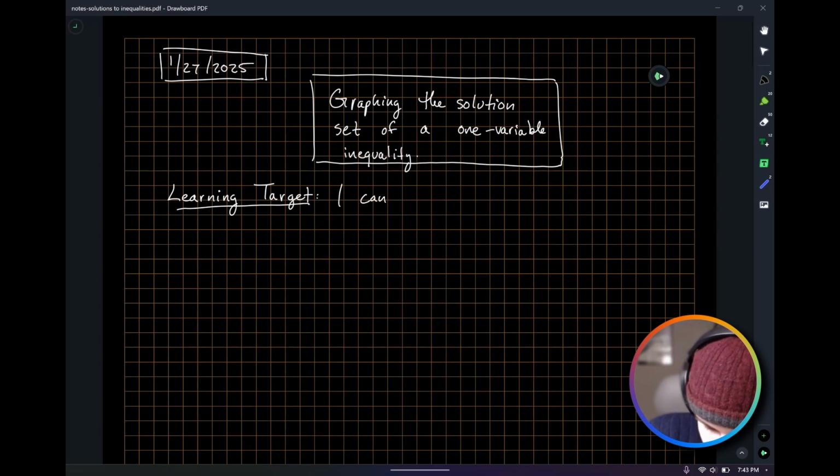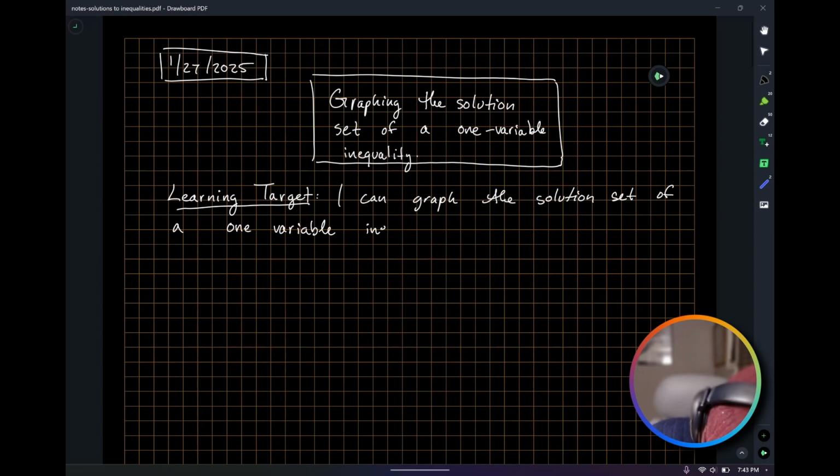I can graph the solution set of a one variable inequality. Being really precise with the language because it kind of helps unpack the ideas. We're just looking at one variable and how it compares to a value and trying to graph that. So let's look at a couple examples.